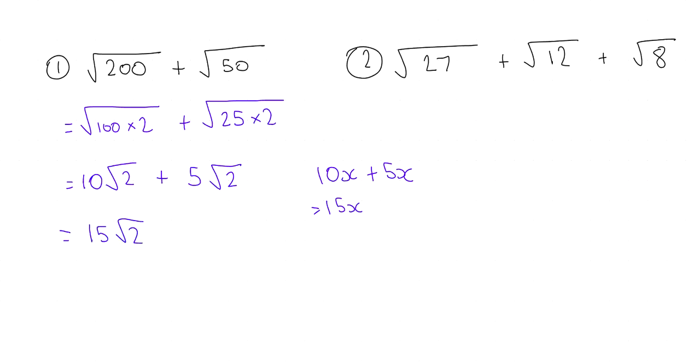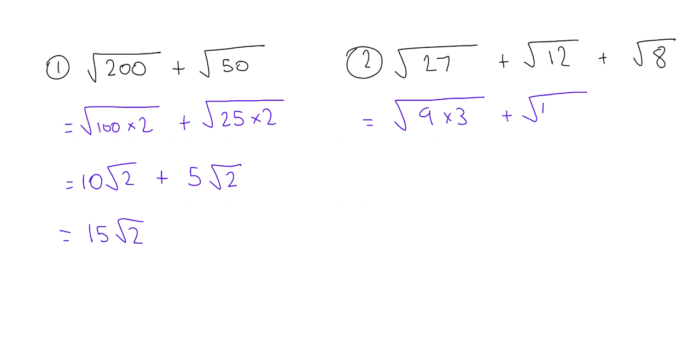Right, I'm going to rub this out because I need the space. Let's do question 2. So this is exactly the same. We're going to think about each one of these separately and then see what we can simplify. So what factors of 27 can be square rooted? Hopefully you can see that this is going to be 9 times 3, and you can square root 9. Then the same is going to be true of this. I'm going to have a factor that I can square root. Well, 4 can be square rooted, and 4 times 3 is 12. And 4 can also be square rooted here. 4 times 2 is 8.